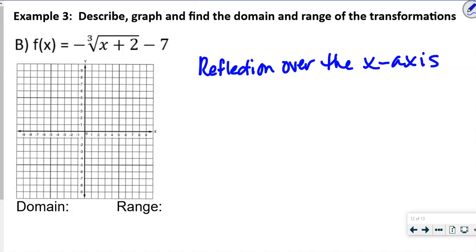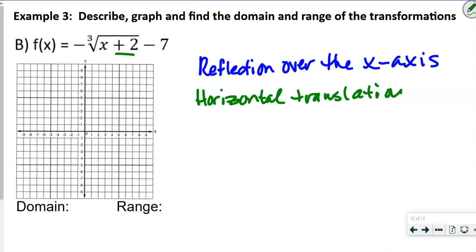Okay, so this time I don't have an A and I don't have a B, but I do have this right here. So remember, if it's under there, we're going to change it, right? So that would typically be left or right, right? So this is going to be a horizontal translation. And we're going to say 2 units left, right?